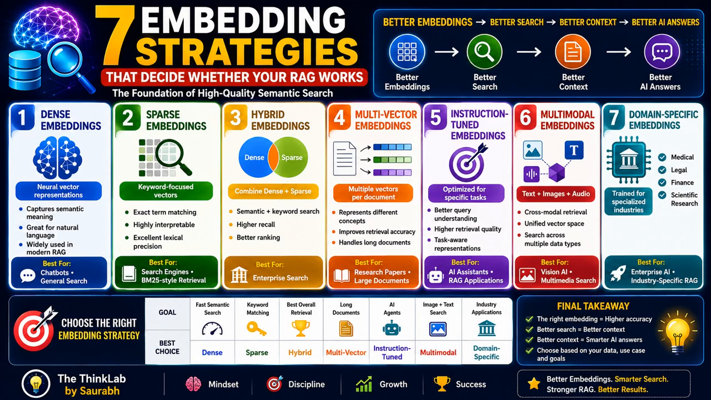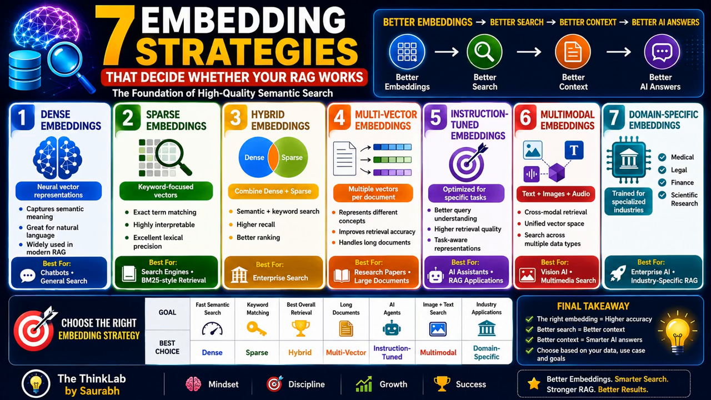So in today's video, we are going to learn one of the most important topics in Retrieval-Augmented Generation, right? The topic is embedding. So many people think choosing the latest LLM is enough to build a great RAG system, but that is not true. Without good embedding, even the best LLM cannot retrieve the right information. So today we will understand the 7 embedding strategies used in modern AI, right?